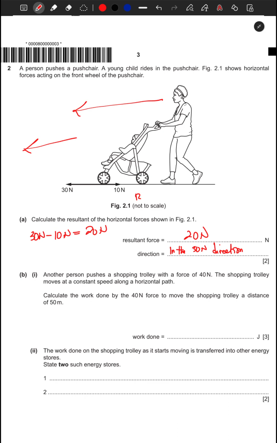That's fine. Another person pushes a shopping trolley with a force of 40 newtons. The shopping trolley moves at a constant speed along a horizontal path. Calculate the work done by the 40 newton force to move the shopping trolley a distance of 50 meters. All you need to know is the formula for work. Work is equal to force multiplied by the distance, or the displacement, by the way. Here we have 40 newtons as a force, and the distance as 50 meters, giving us 2000 joules. So 2000 joules.